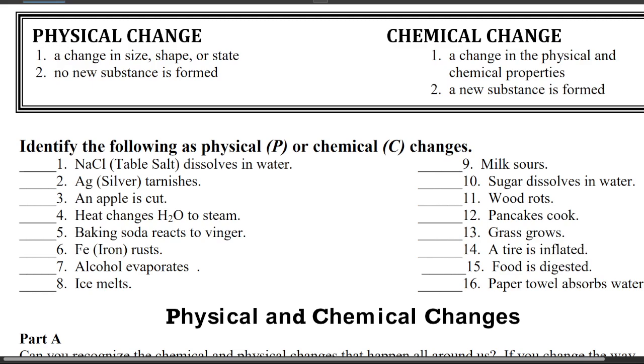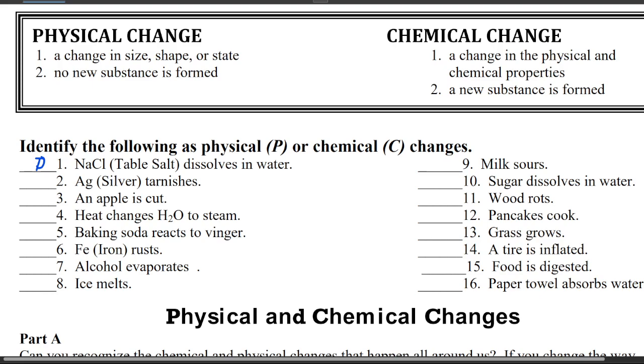So first, we're starting off with NaCl, or sodium chloride, commonly known as table salt, dissolves in water. Well, we talked about this before. Something dissolving in water is not a chemical change because if you let all that water evaporate, you'll be left with that substance. So, number one is a physical change.